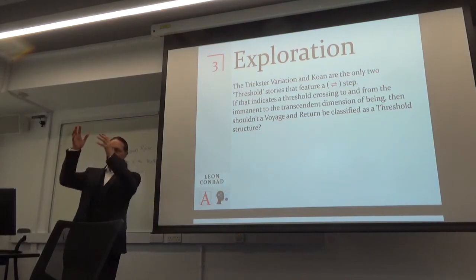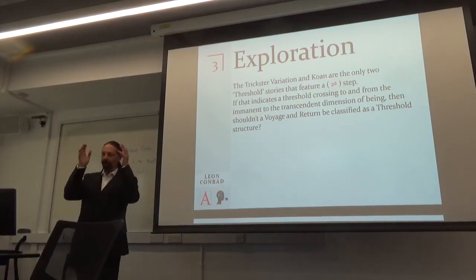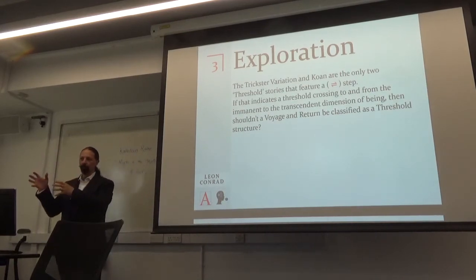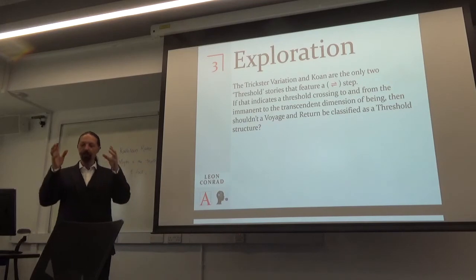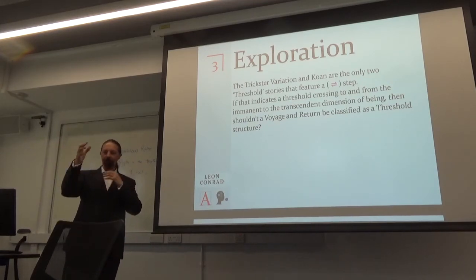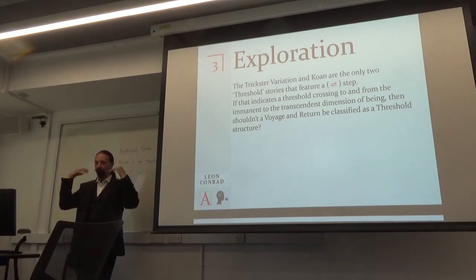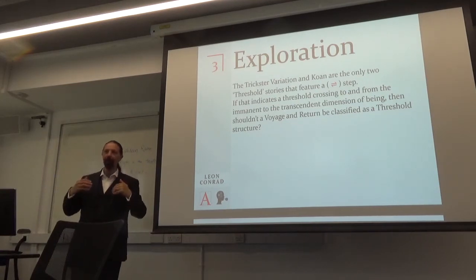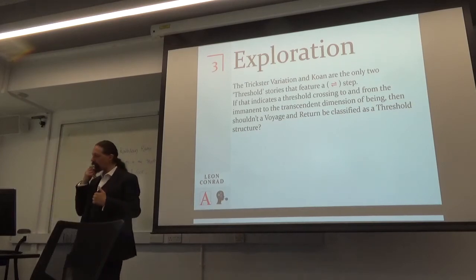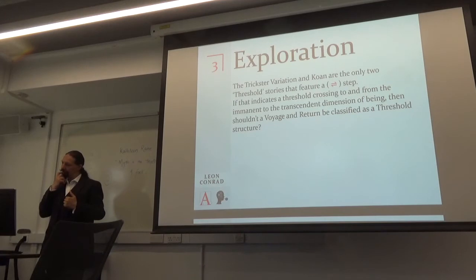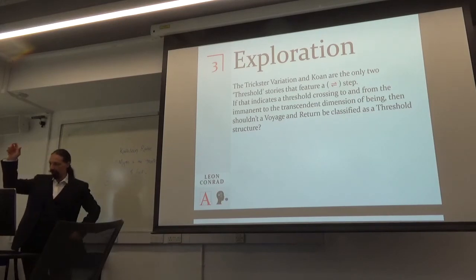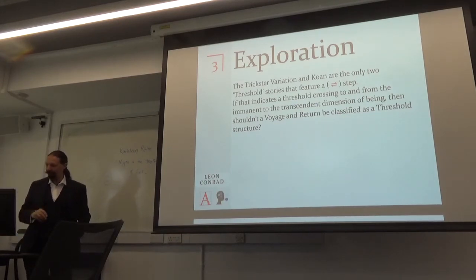One of the classifications that has come out of the study of story is the classification into threshold and non-threshold structures. And the threshold structures are structures which involve a boundary crossing, typically between two worlds or two dimensions of being, the immanent and the transcendent. The world of gods, the world of humans. This is where fairy godmothers come in, angels, demons, gods. And the only two threshold stories that feature a mercurial bivalence step are the Trickster variation, the aha, and the koan.